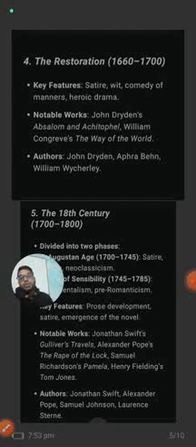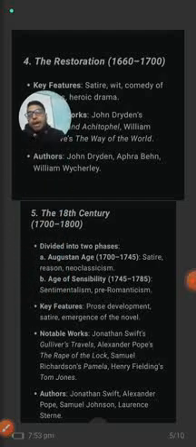And notable works we can see here in the Restoration age are John Dryden's Absalom and Achitophel, William Congreve's The Way of the World, right? And the authors John Dryden, Aphra Behn, William Wycherley, right?